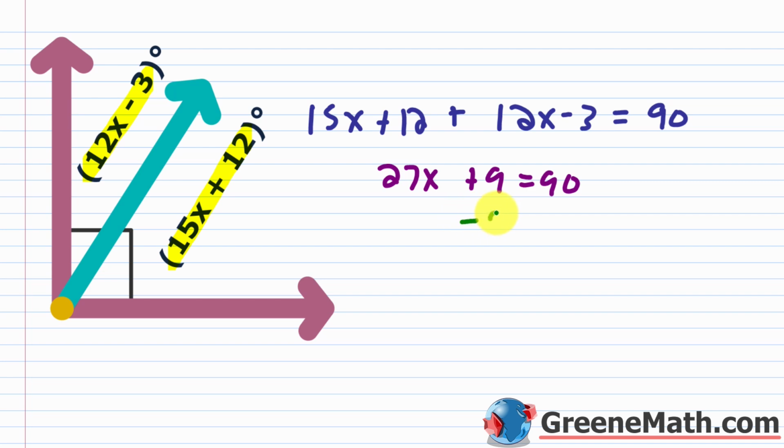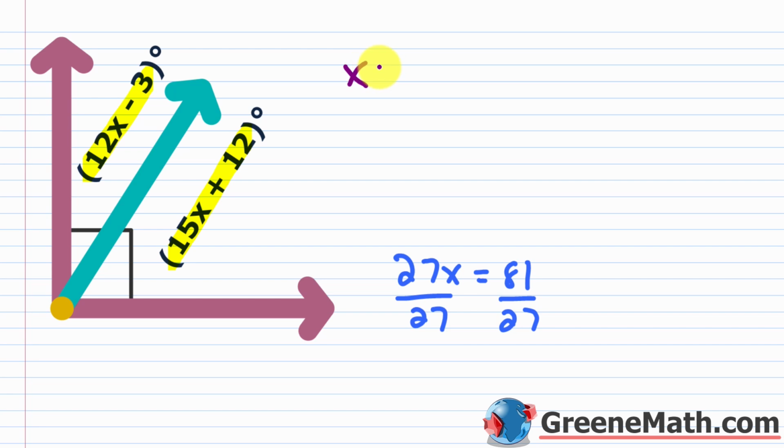So what I'm going to do now is just subtract 9 away from each side of the equation. And of course, this is going to cancel. We get 27x is equal to 81. Divide both sides by 27, and you're going to get that x is equal to 3. So let me write that up here. We'll say that x is equal to 3.